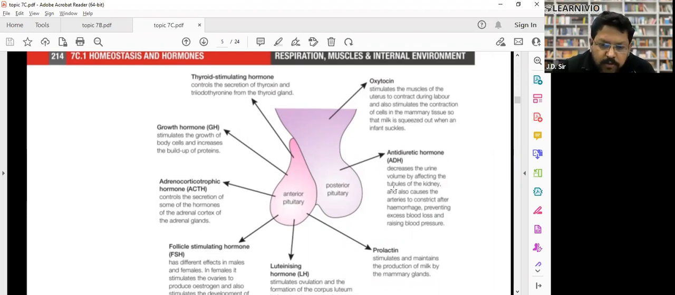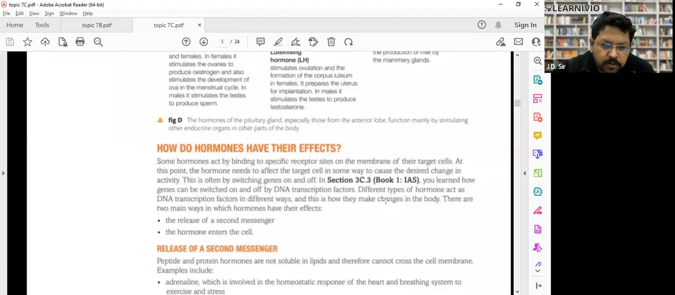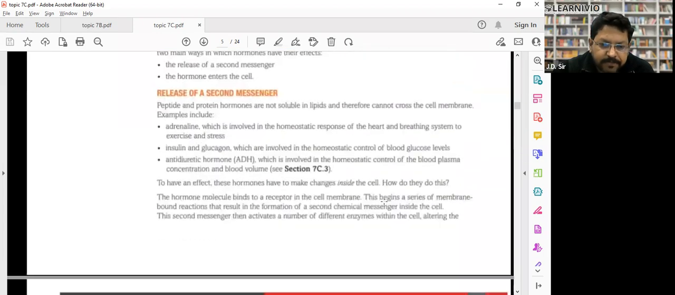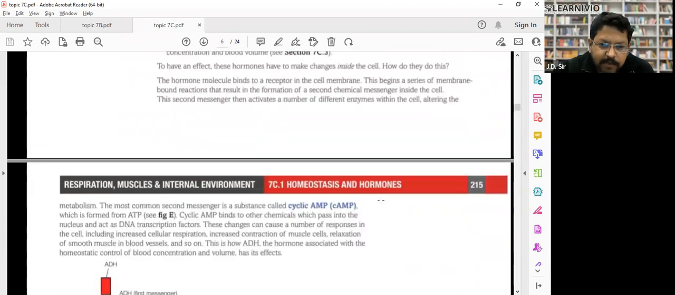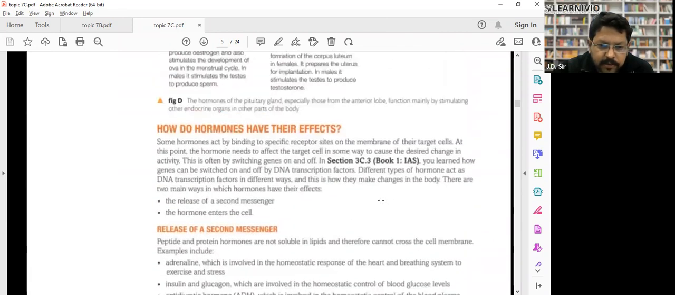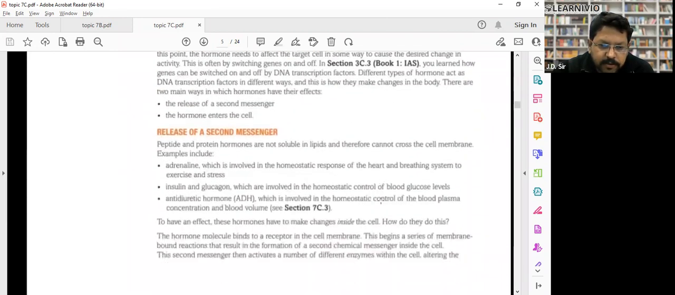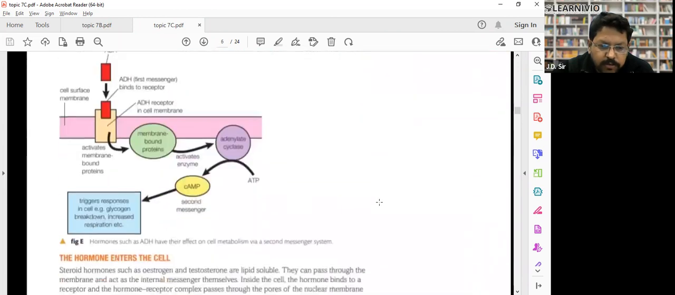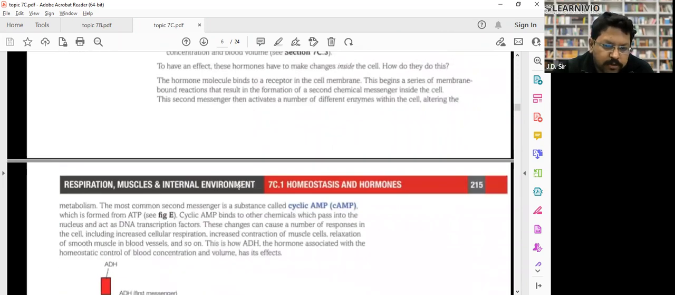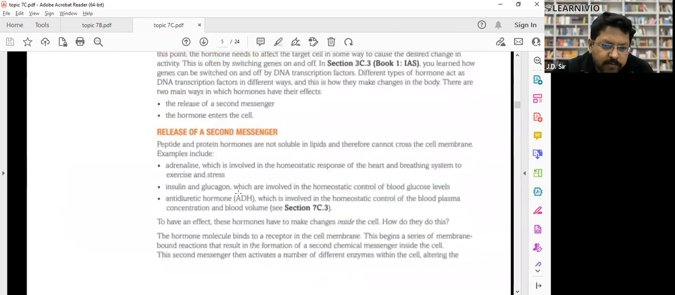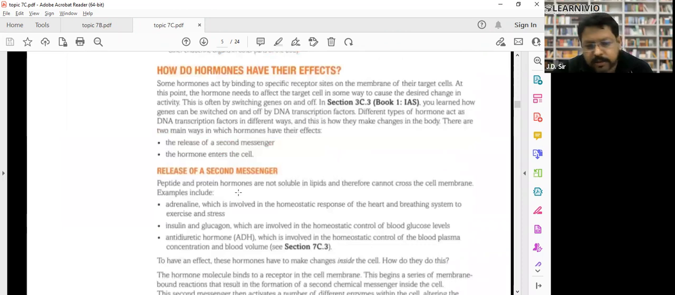So this was the prolactin hormone. How does a hormone have effect? That part we will cover in the next class because it's a big one. I have to tell you what hormonal action actually is, and what cyclic AMP is, and how hormonal action takes place, right? So go through whatever we have covered today, and in case you have any doubt, please ask me. Okay.